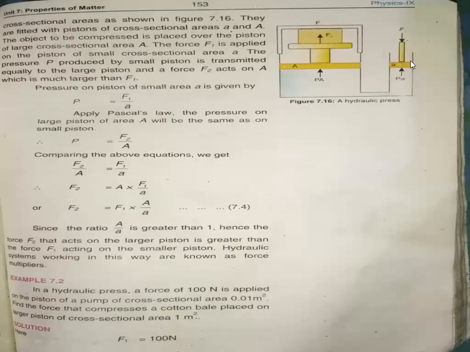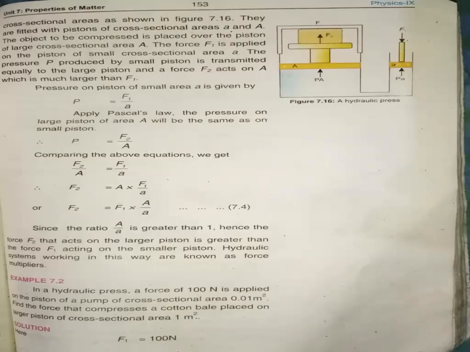It consists of two cylinders. One is a smaller cylinder and one is the bigger cylinder. The area of the smaller cylinder is small a, and the area of the bigger cylinder is capital A. I applied the force on the smaller piston. The smaller piston has a small area. We have discussed that there is an inverse relation between pressure and area. If we have a small area, more pressure will be exerted.